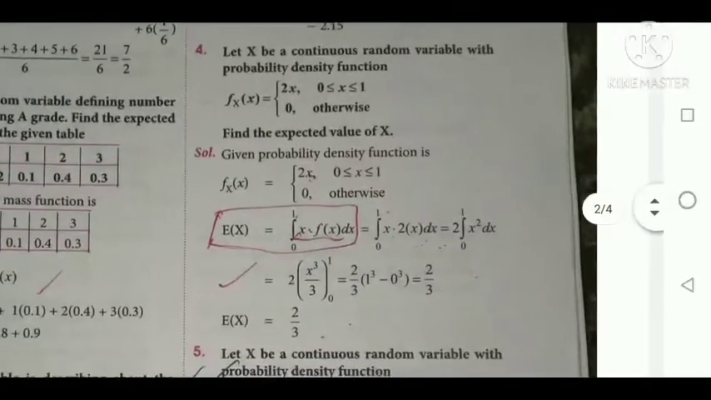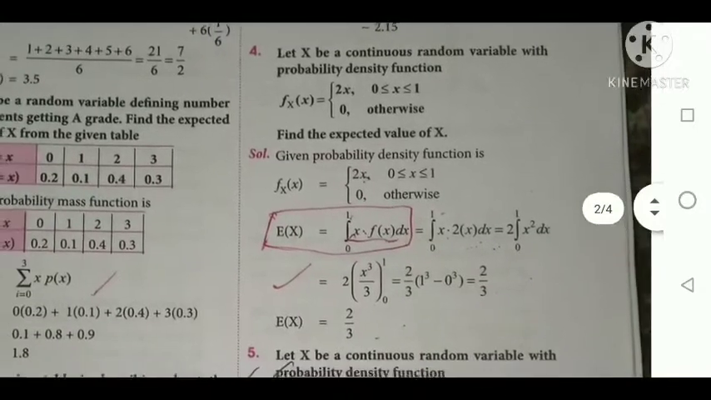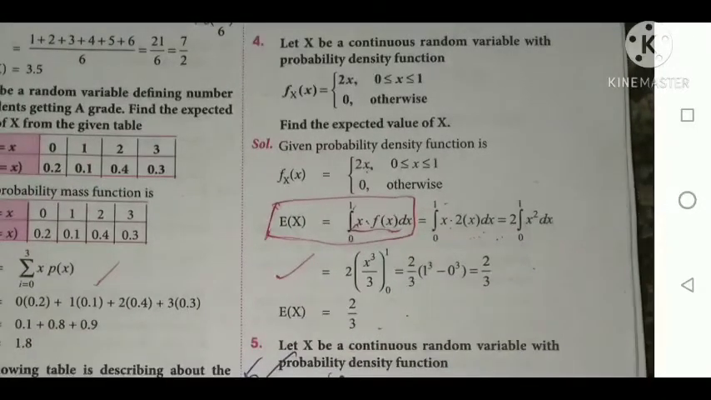Okay. Next sum. Let x be a continuous random variable with a probability density function f of x equal to 2x when x lies between 0 and 1. That is, it is in between 0 and 1, it is 2x. Otherwise, it is 0. So find the expected value.